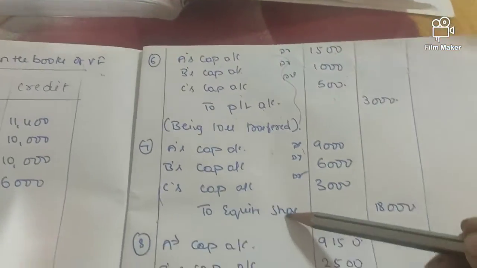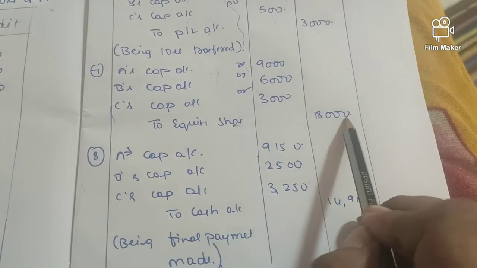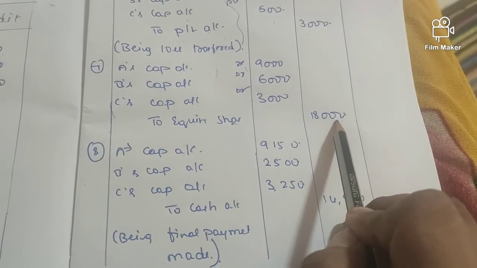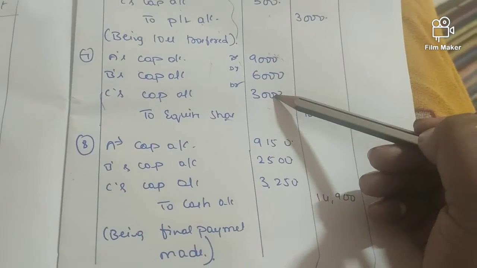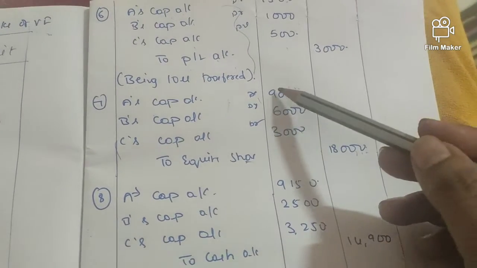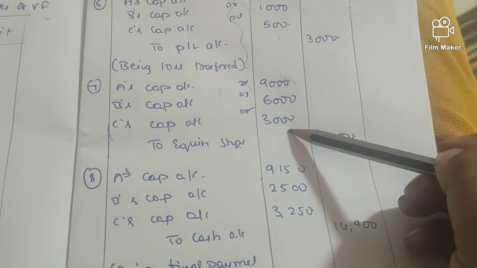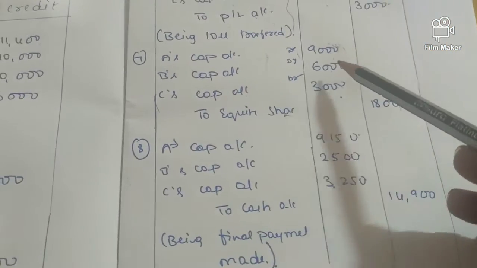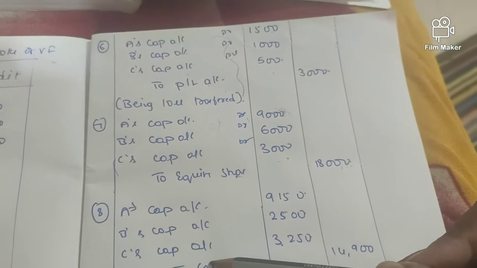How much have we shared in equity shares? How much purchase consideration have we paid in the form of equity? That is 18,000. These 18,000 are also distributed to different partners based on their agreed ratio in the problem. Got the point? So 18,000 is distributed in the form of 1/2, 1/3 and 1/6. That is 9,000, 6,000 and 3,000. And the last entry, after we distribute in the form of shares, we need to distribute in the form of cash also. Cash is also remaining.